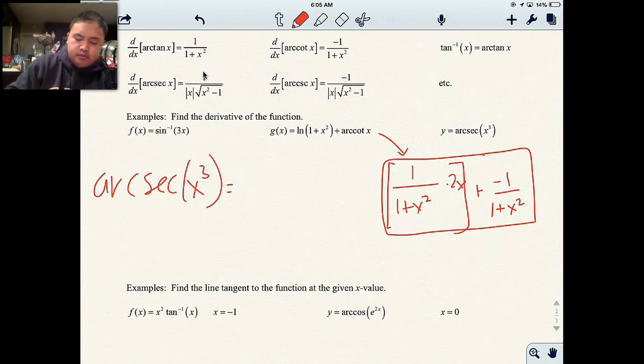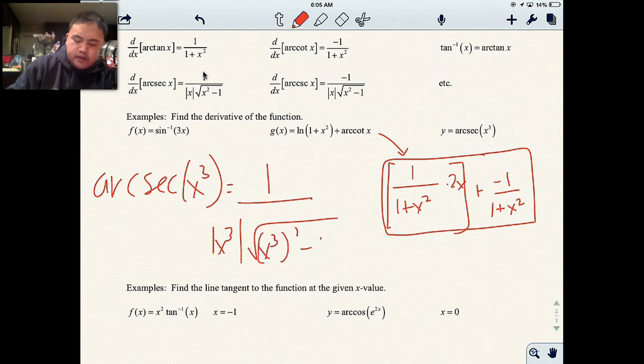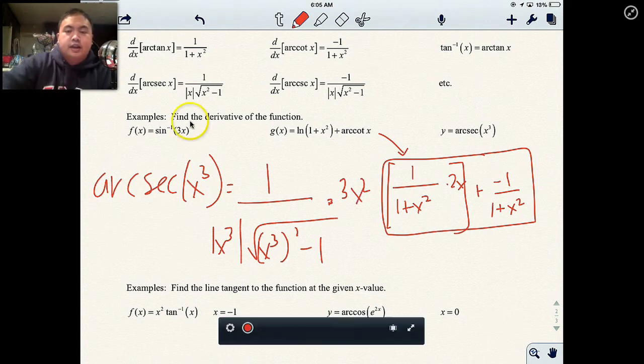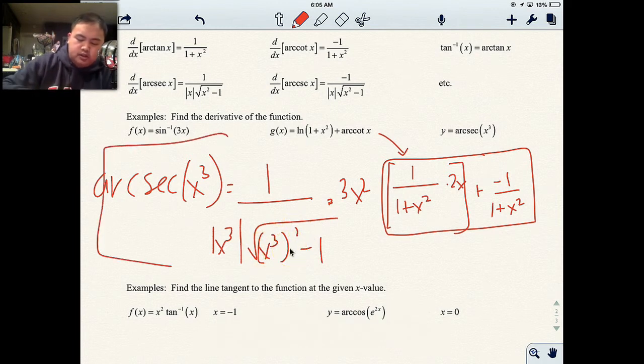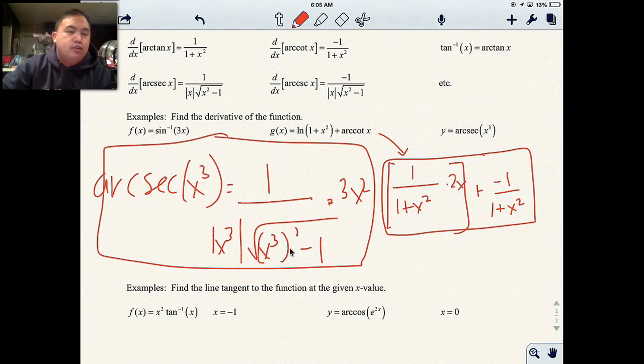Its derivative is going to be 1 over absolute value x to the third square root of x to the third squared minus 1. So all I did was put in x to the third everywhere I saw x, multiplying by the derivative of x to the third, which is 3x squared. Again, you could simplify this. I could put this 3x squared up in the top. I can make this x to the 6, but that's really the answer. So hopefully you guys don't find this too difficult.